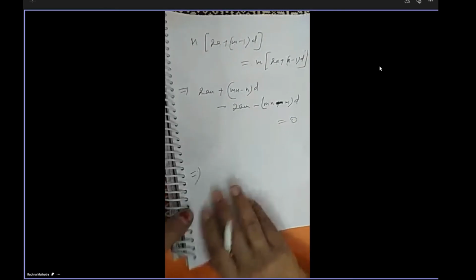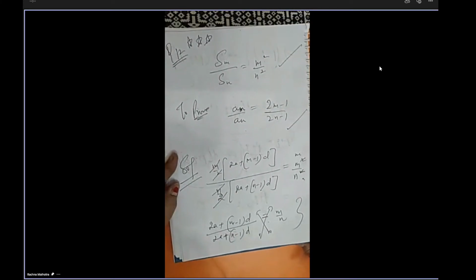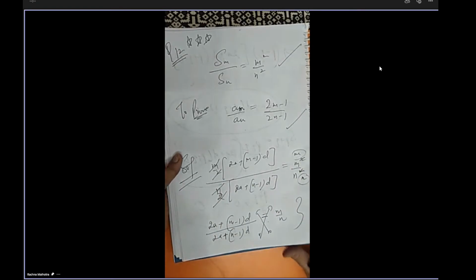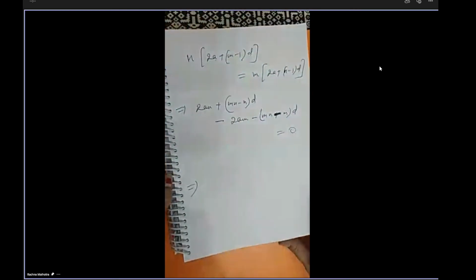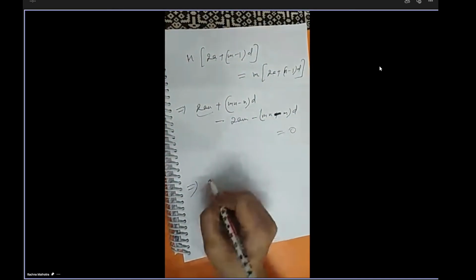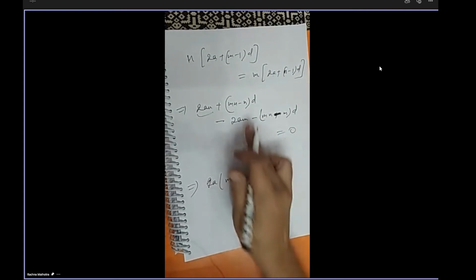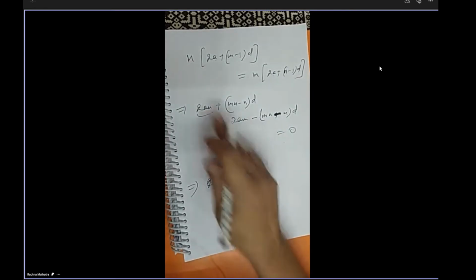Ma'am, instead of n, will it not be m square? Where? Ma'am, when we cross multiply, we will multiply with m square, right? Beta, m square is cancelled with this m. Okay ma'am. One m is there, one n is there, so only one m and one n will be there. Okay, we can take out 2a common. So that will be n minus m.